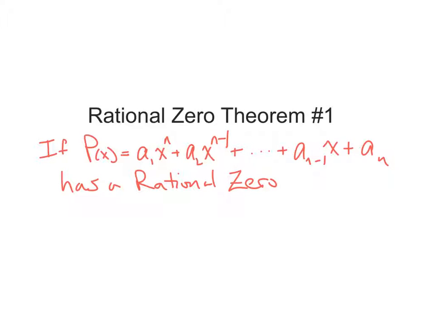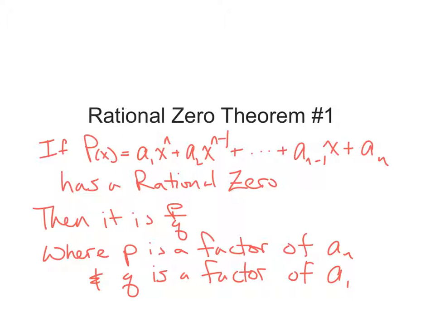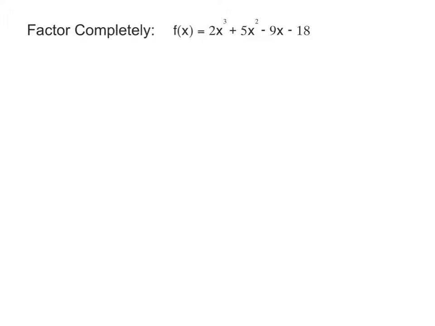The rational root theorem says if p of x, a polynomial, has a rational root, then it has to be p over q, because first of all, that's what rational means. It's a fraction. But more specifically, that numerator, p, is a factor of the constant term at the end. And the denominator is going to be a factor of the leading coefficient. So we can use that if we want to factor f of x completely.